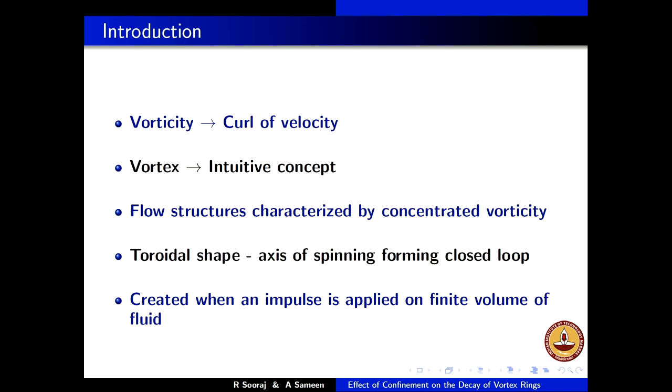So in general, vorticity you can define mathematically as the curl of velocity, but when you are asked to define a vortex, it's very difficult, but it's an intuitive concept. In general, flow structures with concentrated vorticity can be called a vortex or vortices, and vortex rings are vortices of toroidal shape with the axis forming a closed loop. These vortex rings can be formed with a piston cylinder arrangement, or when a circular disc is impulsively moved inside a fluid.